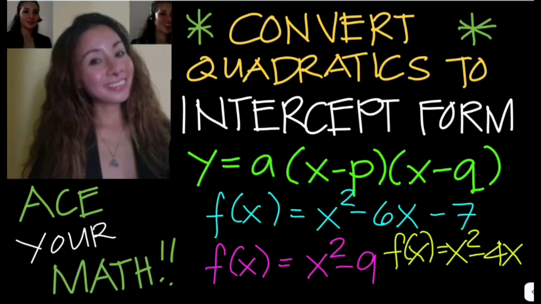In this video, you will learn how to convert quadratic functions and equations into their intercept form. The intercept form is also called the factored form, and it is in the form y equals a times x minus p times x minus q.